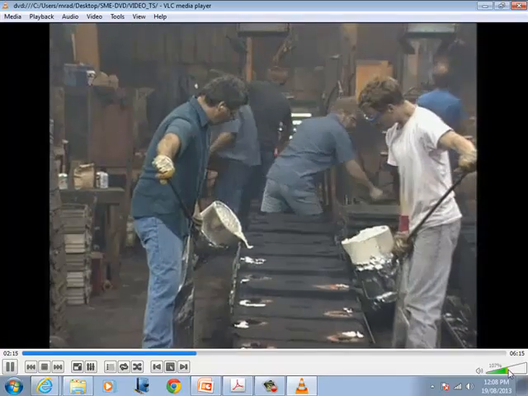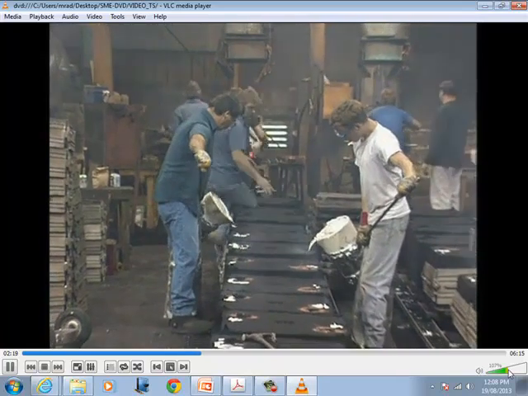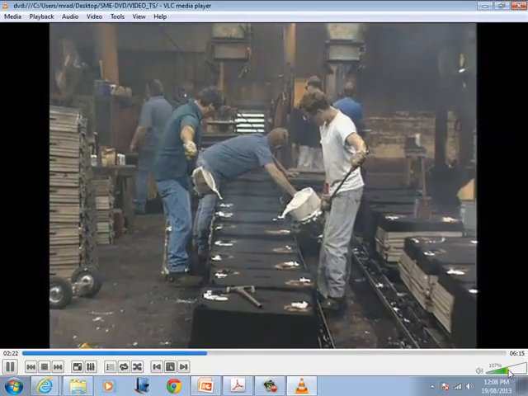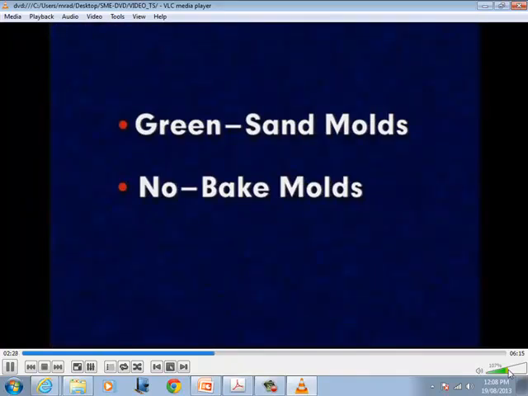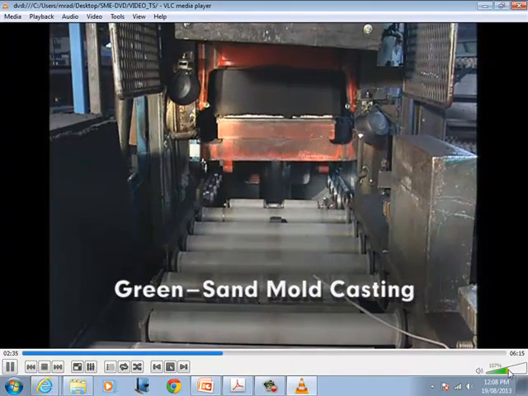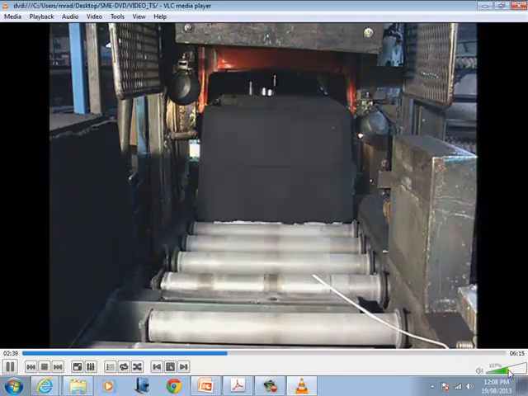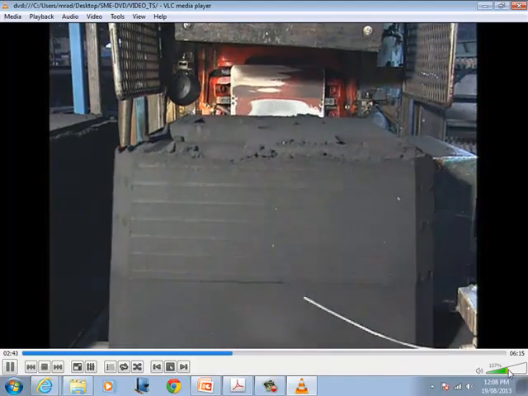Casting in sand molds is classified based on the type of sand used and variations in the mold-making process. These variations include casting in green sand molds, no-bake molds, and in shell molds. Green sand molds are made from a flexible mixture of silica sand, clay, and water. The sand is said to be green because of its moisture content.